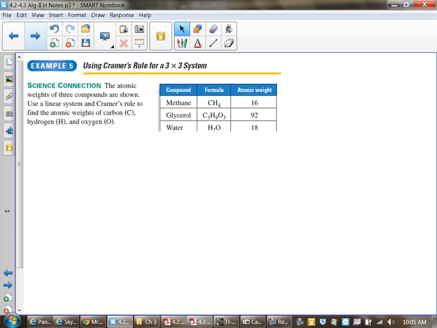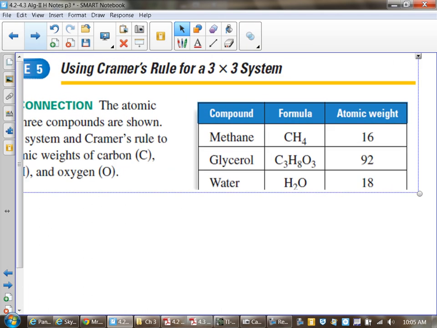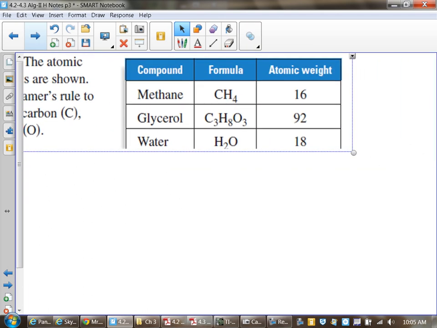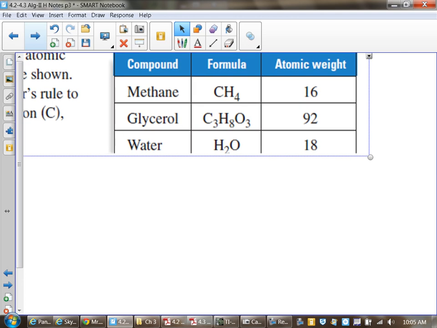Now, we're going to use some chemistry stuff. I don't even know what this stuff is. They're talking about atomic weights. I guess that's how much things weigh at the atom level. I'm guessing. I wasn't very good at this chemistry thing.